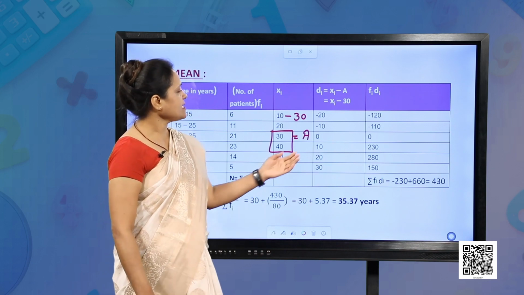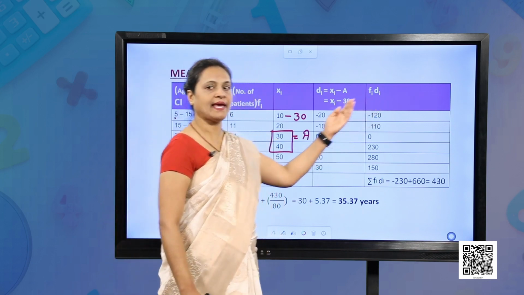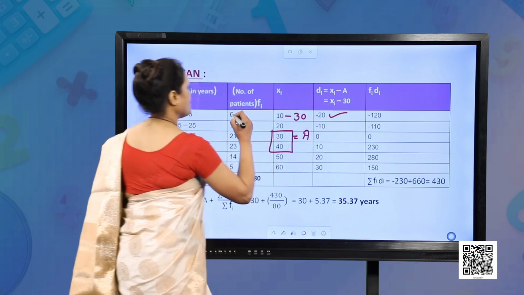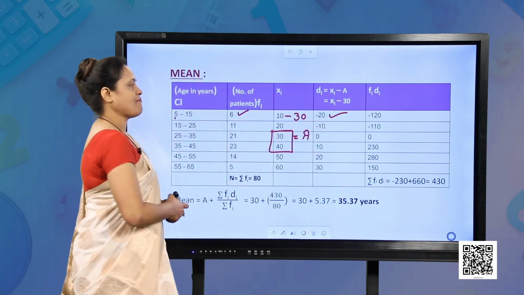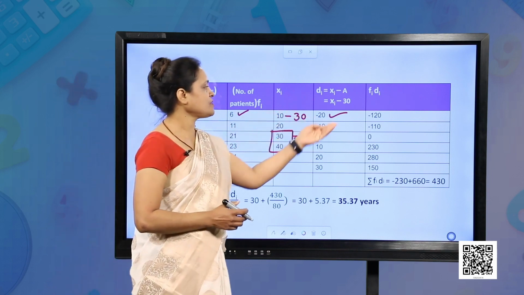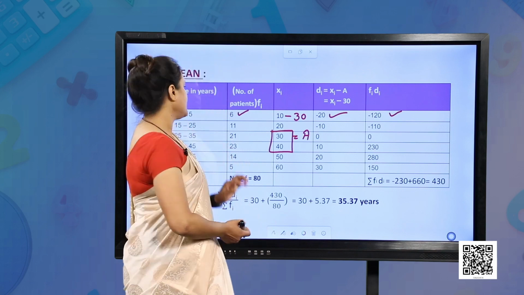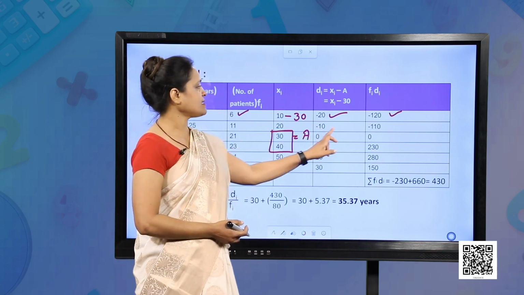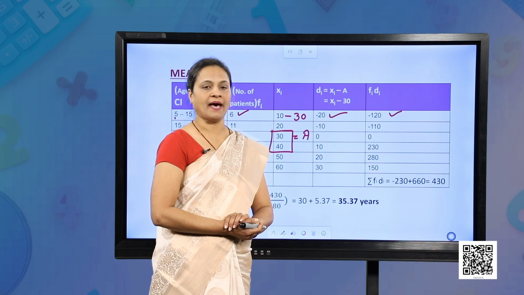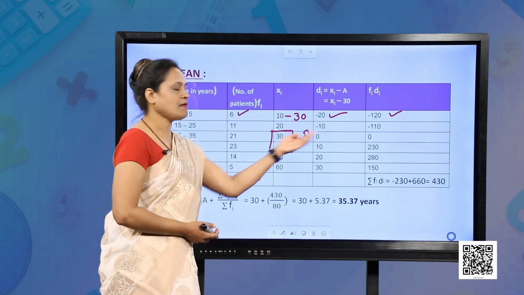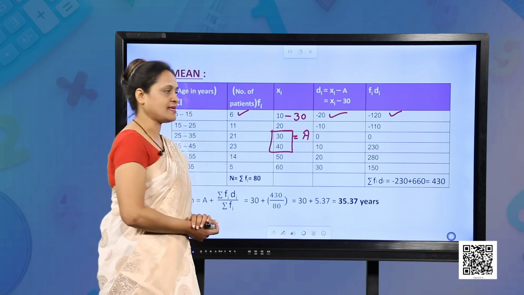After calculating di, I will multiply di with fi. So, this di will be multiplied by fi. 6 into minus 20 gives me the answer minus 120. Similarly, 11 into minus 10 gives me the answer minus 110. 23 and 10, 20 into 0, I can multiply them and write it.